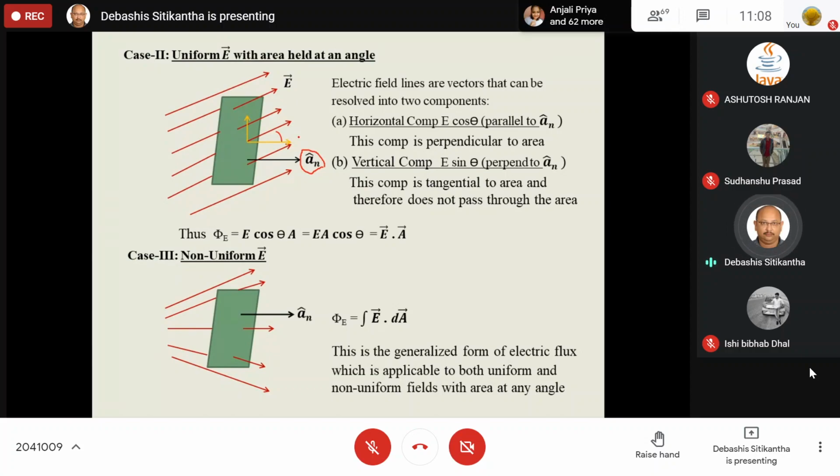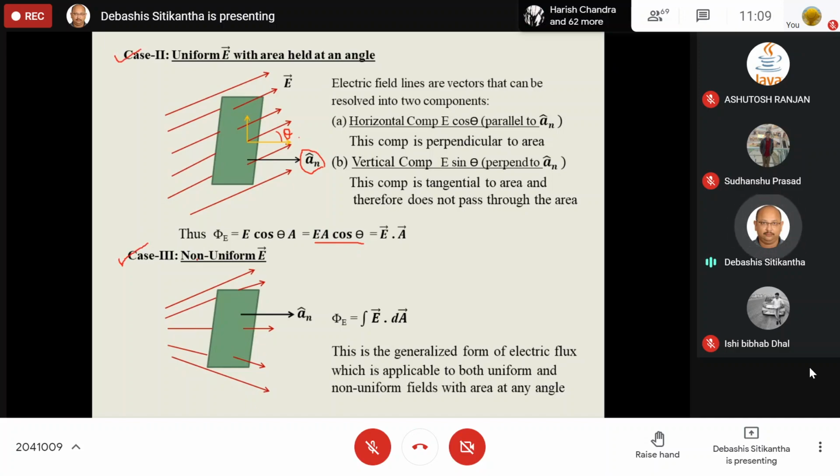This component, as we all know, is equal to E cos theta, where theta is the angle which the electric field makes with respect to the direction of the area. Now, if we rearrange it, we get the expression EA cos theta. As you all know, E, the electric field, is a vector quantity, and A, the area, is also a vector quantity. So two vector quantities and cos theta is nothing but the expression of the dot product between the electric field and the area. We have also discussed this, and the last case that we discussed in the last class is the non-uniform electric field.